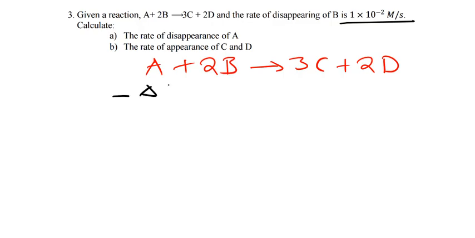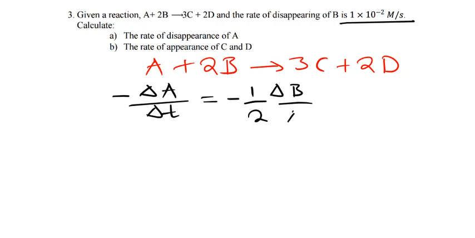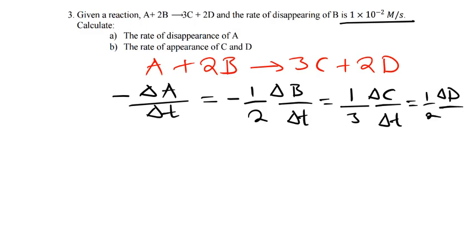So it will be negative change in concentration of A over the change in time, that's equivalent to the negative 1 over 2 change in the concentration of B over the change in time, and then continue 1 over 3 change in C over the change in time, which is equal to 1 over 2 change in concentration of D over the change in time. So just to give you a simple basic explanation, the reason why we're adding negatives for the reactants is because that's the rate of disappearance. So we'll put square brackets to indicate concentration.